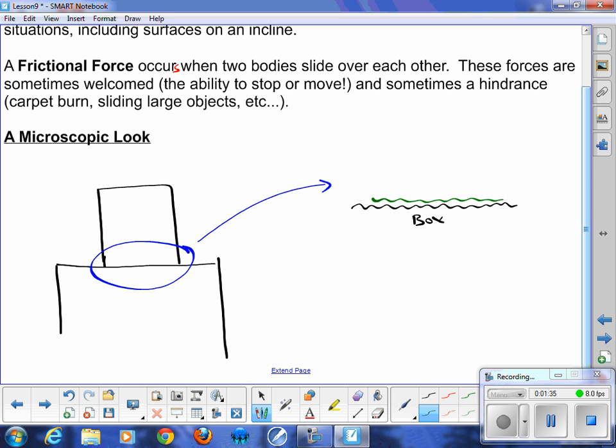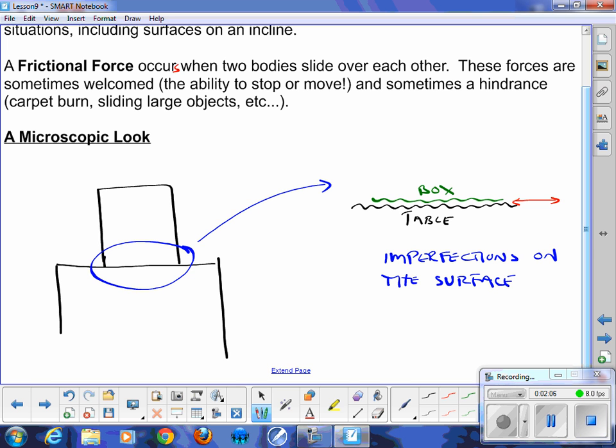So I've got the box interface, table, and the green is the box. If we move these back and forth against each other, we have imperfections in that surface. Those imperfections are what cause that friction. So imperfections on the surface cause friction.